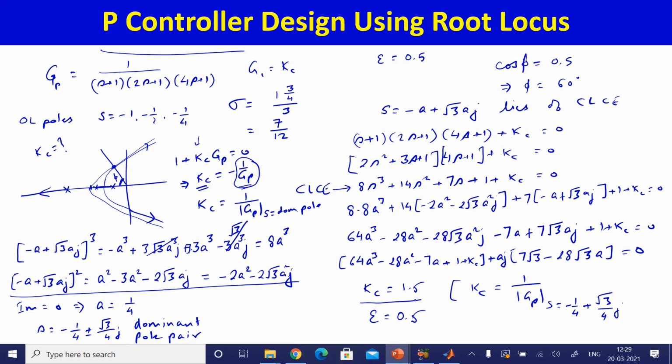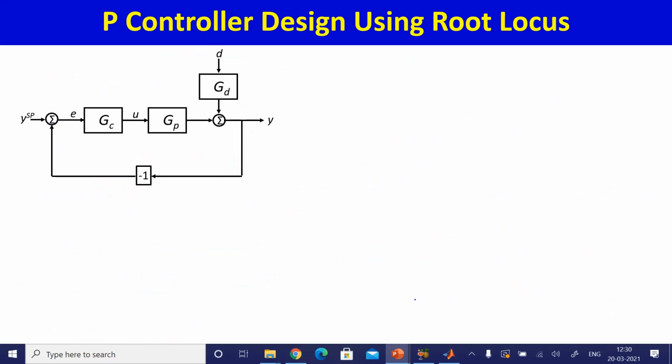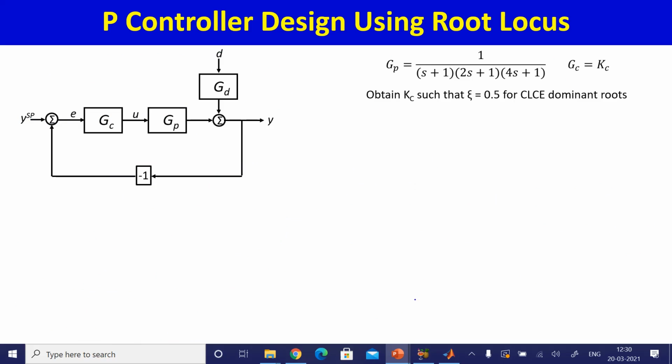So we will design a PI controller, but before that I think the next slide summarizes what we just did in a very neat manner. So let me just go over that summary. So here's your system. P controller means Gc is equal to Kc. We want to obtain Kc such that closed loop damping coefficient is 0.5 for the dominant roots.